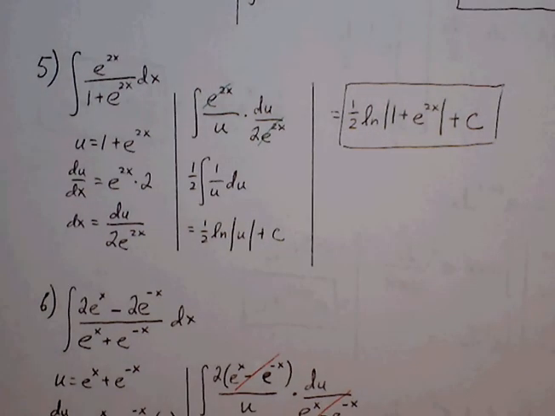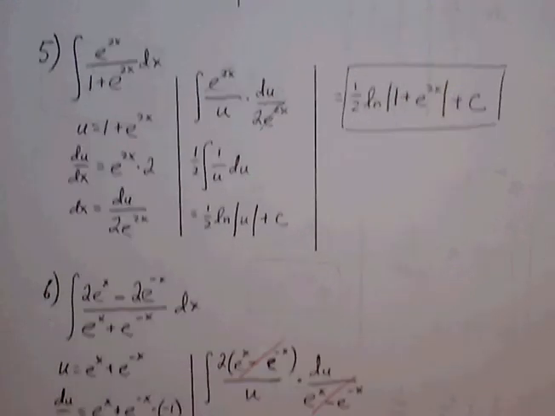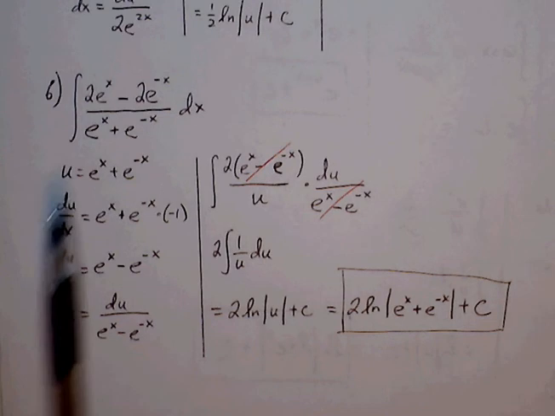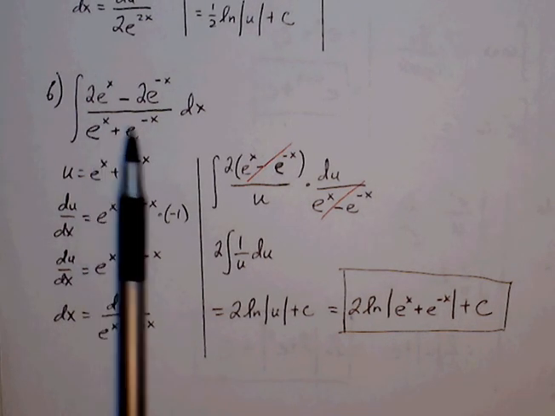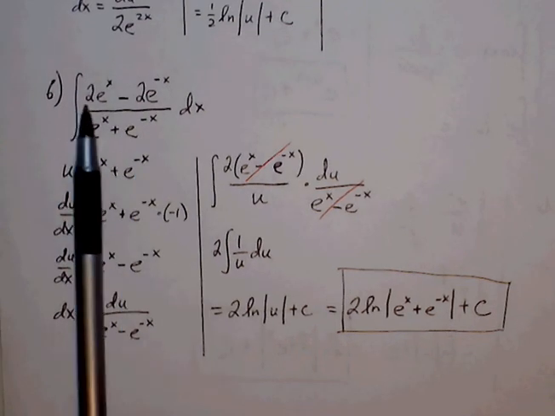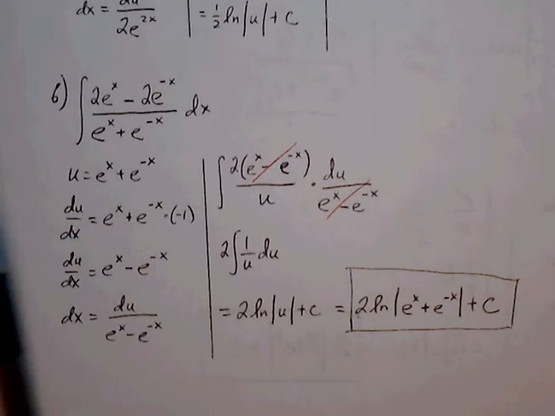All right, finally, example 6. We can't split this up into individual terms. We don't have a rule for this complex problem. But again, we look at the denominator as our first choice for our u value. Okay, so u is e to the x plus e to the negative x.